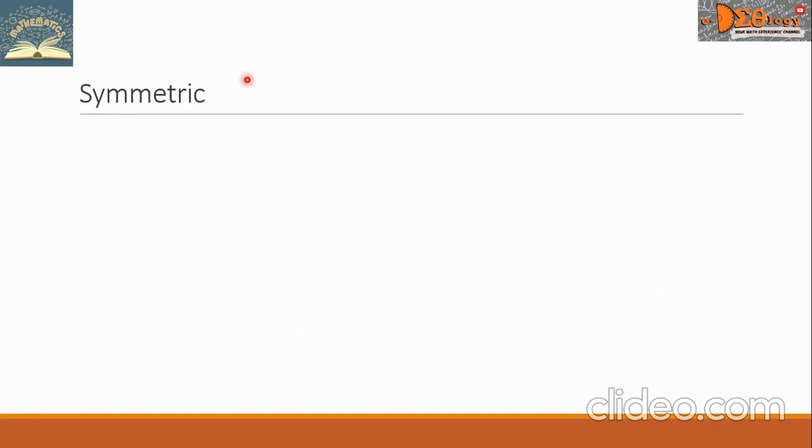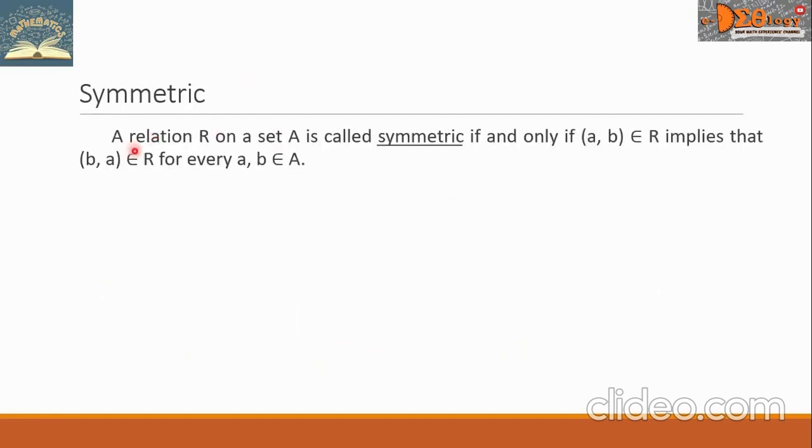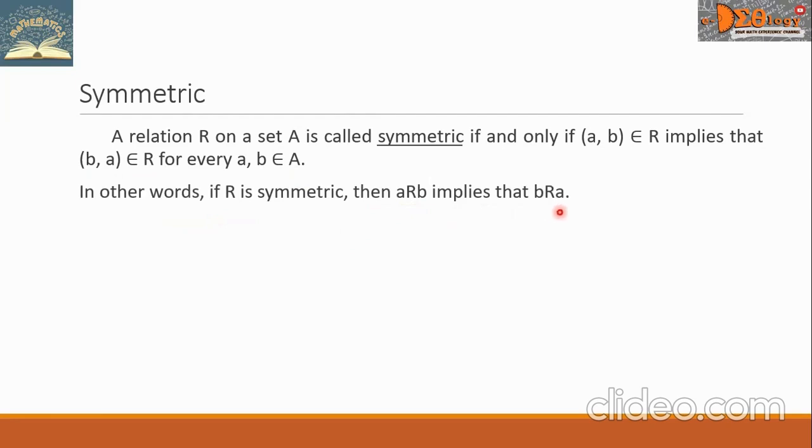Let's proceed now with symmetric. A relation R on a set A is called symmetric if and only if the ordered pair (a, b) is an element of R implies that the ordered pair (b, a) is an element of R, for every a, b in set A. In other words, if R is symmetric, then a is related to b implies that b is related to a.